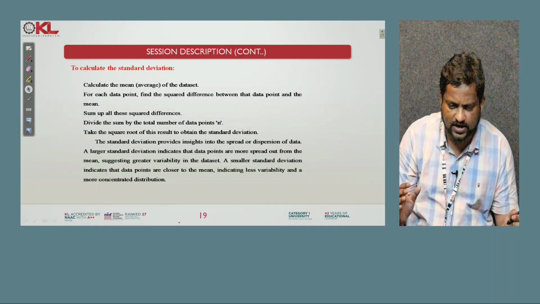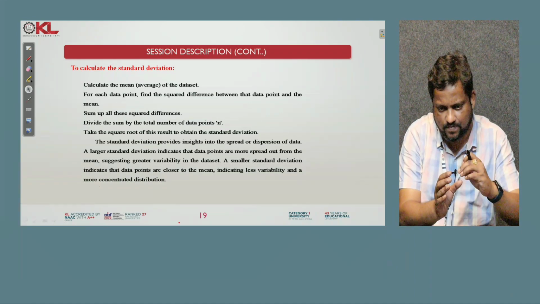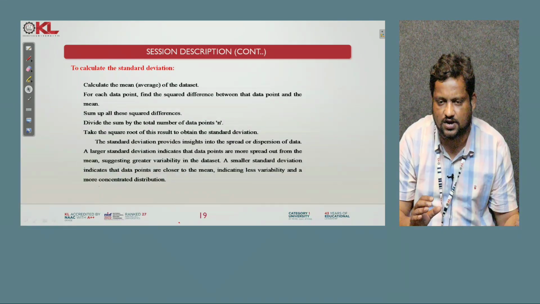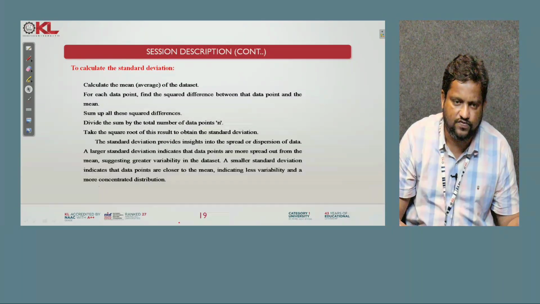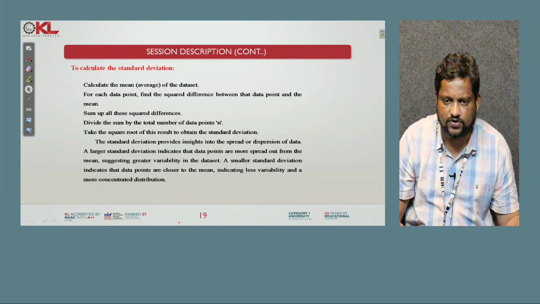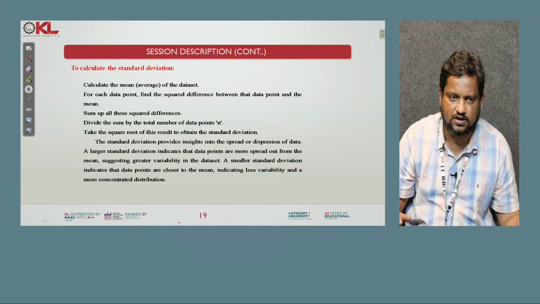We calculate the standard deviation, and it tells us how the other data points are deviating. Depending upon the value, if the value is more, then we can say more variability is there in the data set, and less means less variability is there in the data set.